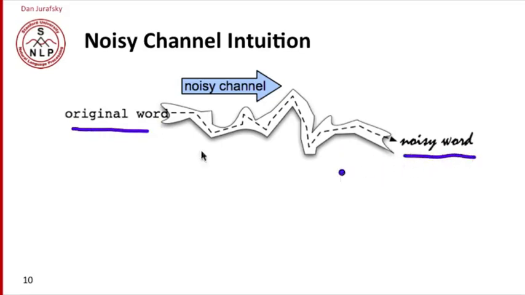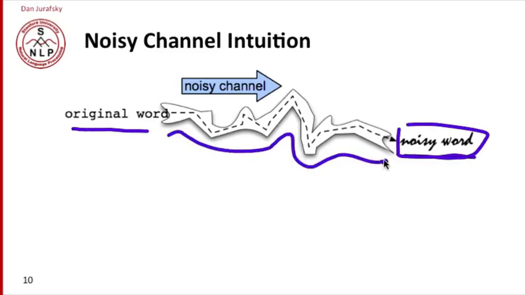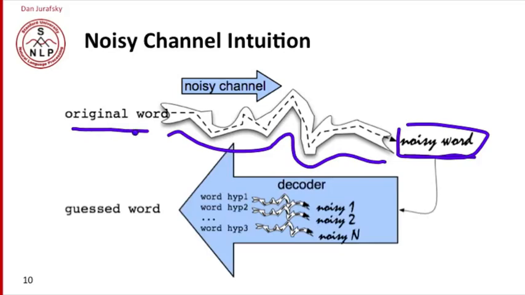But in the spelling case, we imagine that somebody mistyped the word. So the channel is the typewriter or the person typing or the keyboard, and at the end, you get a misspelled version of the word. And our goal in the noisy channel model is to take that output of that noisy process, and by modeling how this channel works, we build a probabilistic model of this channel, we can run all possible original words through that channel and see which one looks the most like the noisy word.